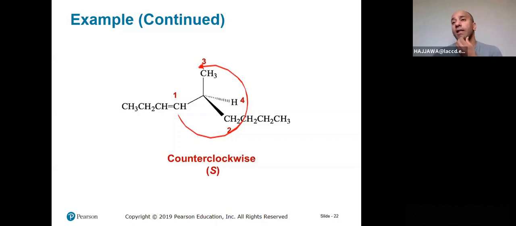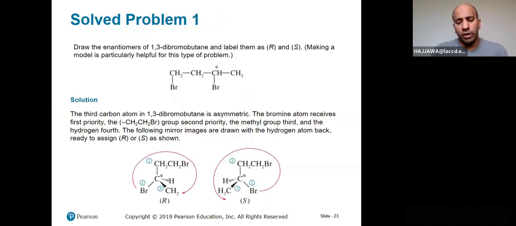Later on, we're going to look at chair conformations. We're going to look at Fischer projections. These are going to follow a different set of rules that we will have to look at than the ones we are looking at now for assigning R and S in a 3D formula. Keep that in mind. So here's another example.